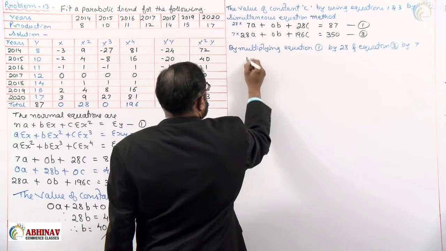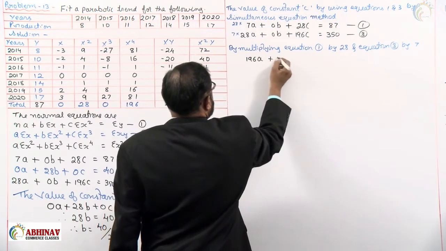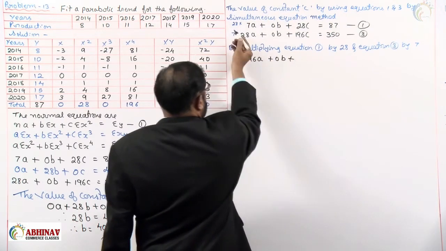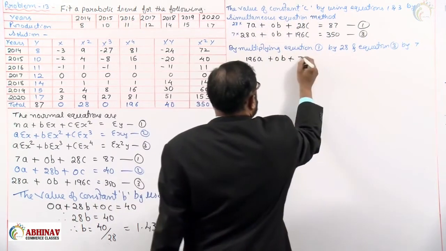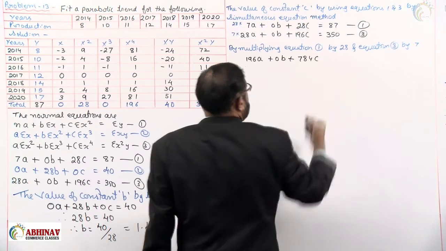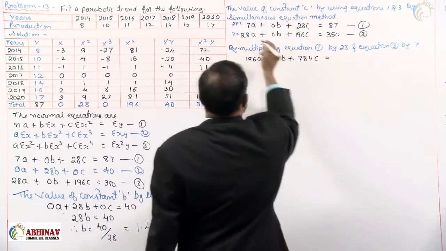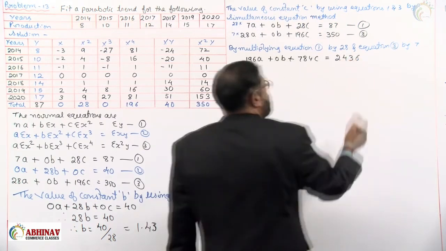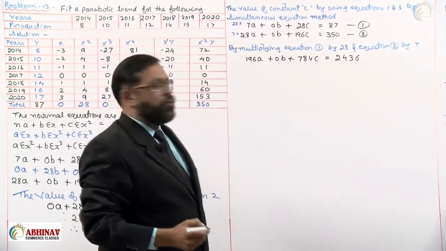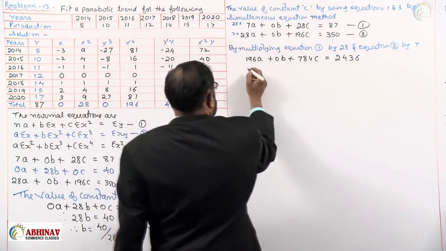28 into 7, 196a, 0b as it is. But multiply with the full equation. So 28 into 28, the square of that, it will be 784c is equal to 28 into 87, 2436. Once this is over, multiply now next.